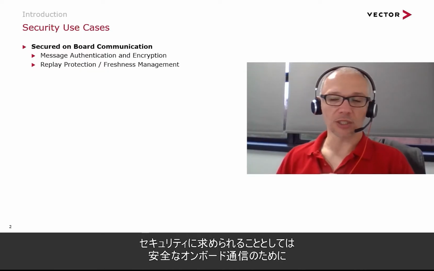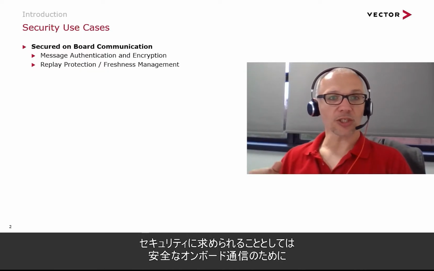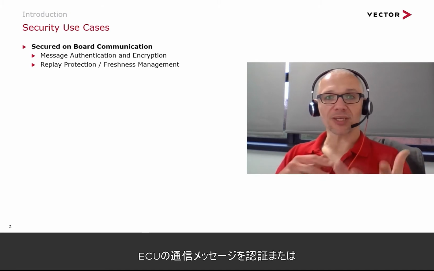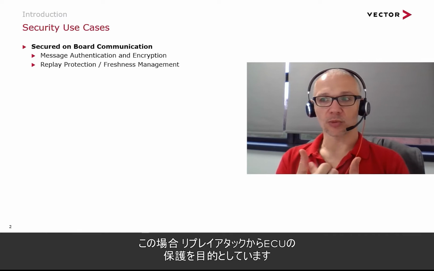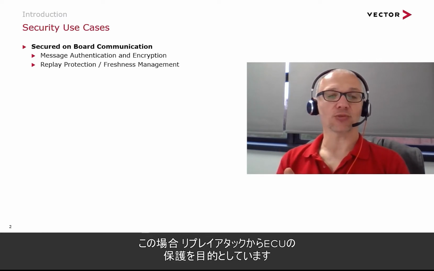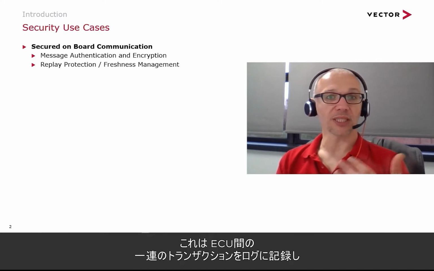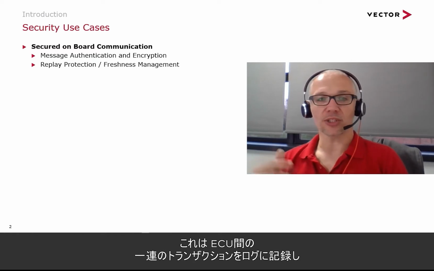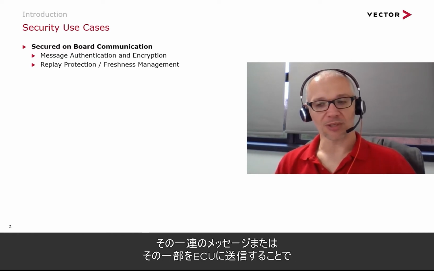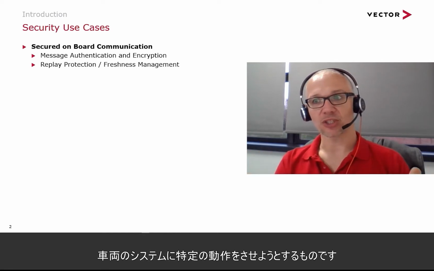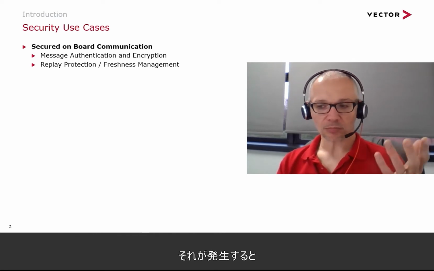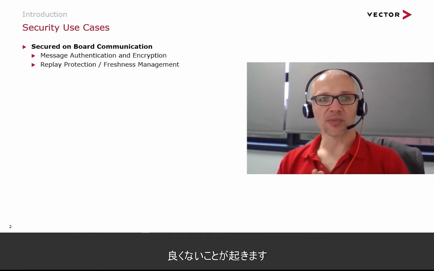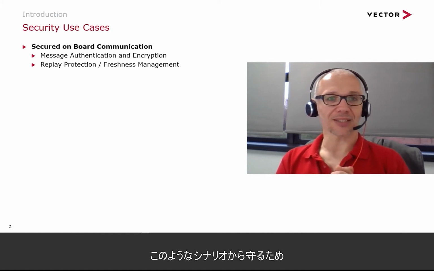Well, we have in security things like secured onboard communication, where we want to authenticate or encrypt messages that are used by our ECUs in their normal communication. In this case, we want to make sure that our ECUs are protected against replay attacks. So somebody logs a set of transactions between an ECU and then tries to force a specific behavior in the system, in the vehicle, by replaying that sequence of messages or part of that sequence of messages to an ECU. We want to not allow that to happen. It could be very bad. So we want to protect against these kinds of scenarios.